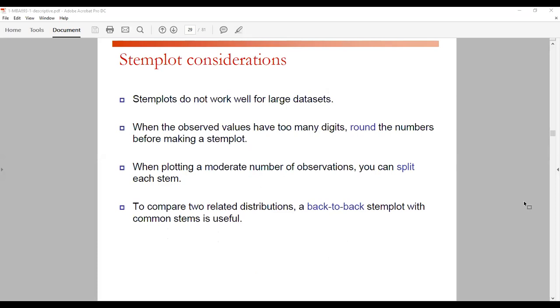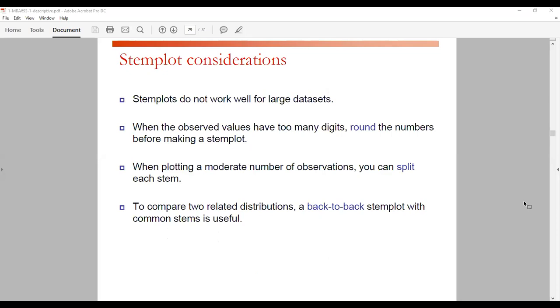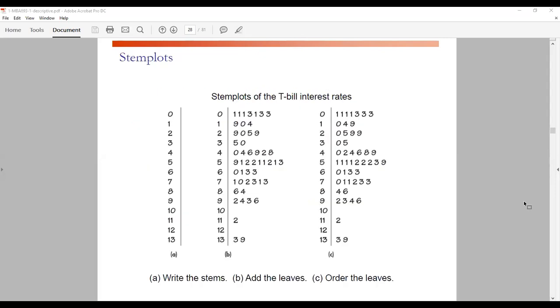Okay, this is a good point. Obviously, if we go back one, we can see that it's pretty simple. But stem plots do not work with large data sets. Now imagine trying to do this with an extremely large data set.